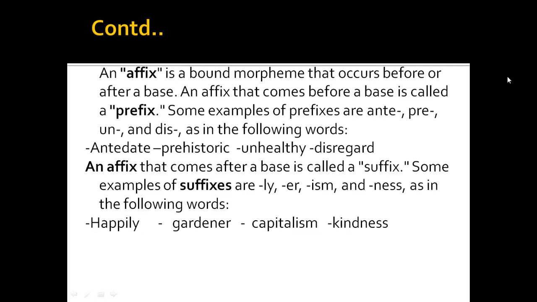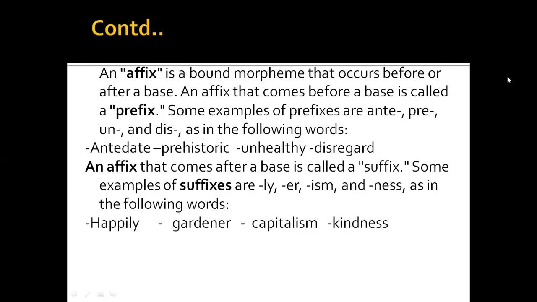Now the next one is an affix that comes after the base, known as a suffix. One point you need to remember here: a prefix comes before the base word, as we discussed. In unhealthy, un is the prefix. Whereas a suffix comes after the base, the root word. Some examples of suffixes are ly, er, ism, and ness, as in the following words.